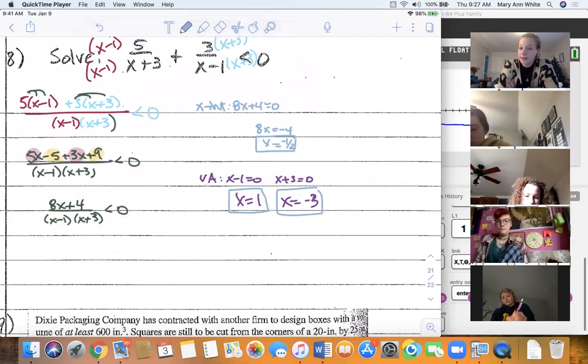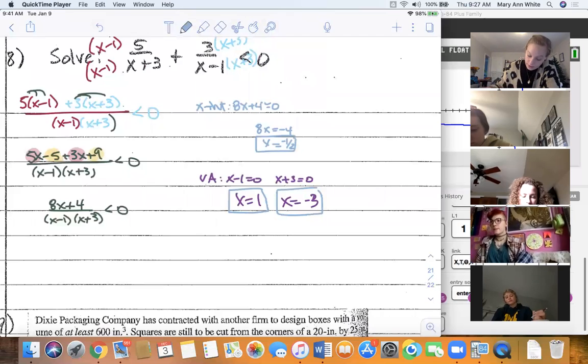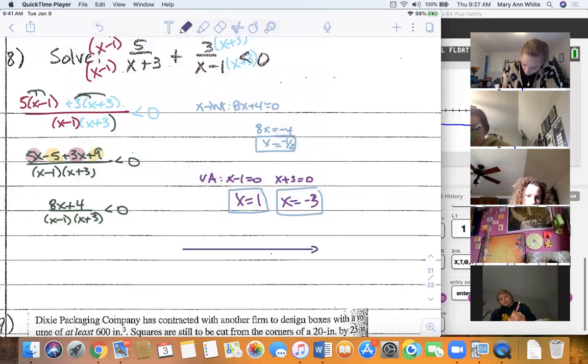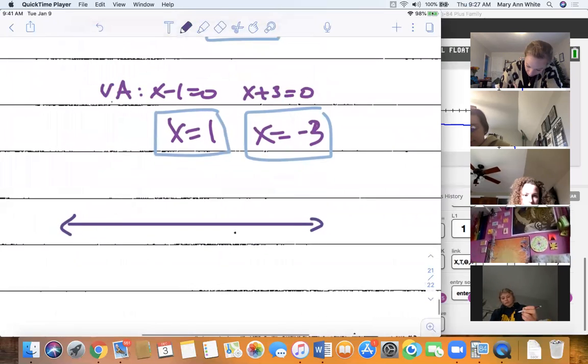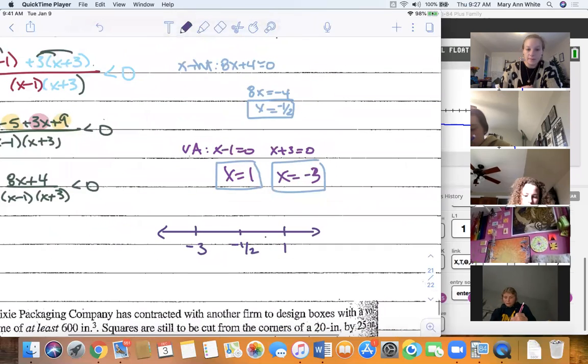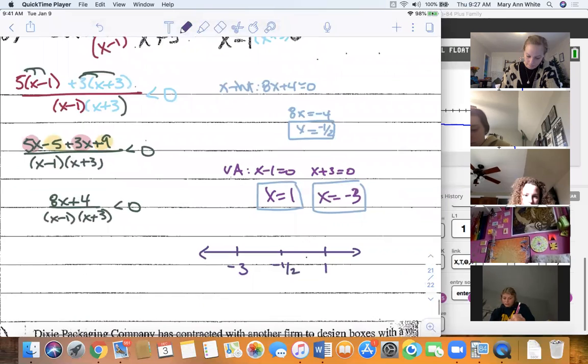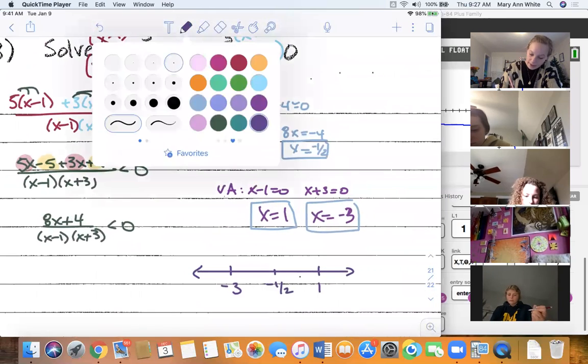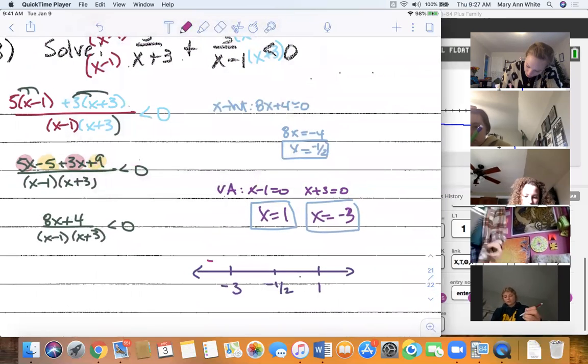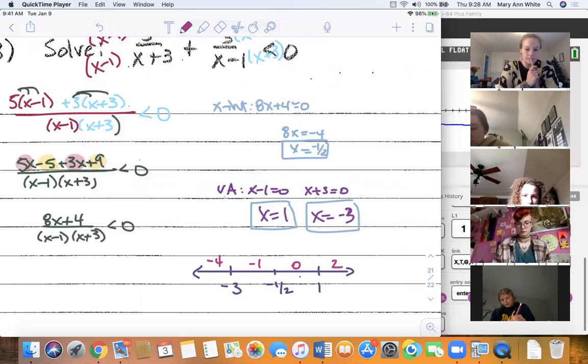The whole reason I found these is so I can put them on my number line. So let's do our number line. Negative 3, negative 1/2, positive 1. Now we've got to guess some numbers. So we'll do, I guess, negative 4, negative 1, 0, and 2. Those just feel like easy numbers for me to do. Anybody have any questions so far?